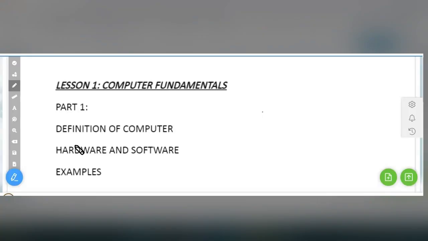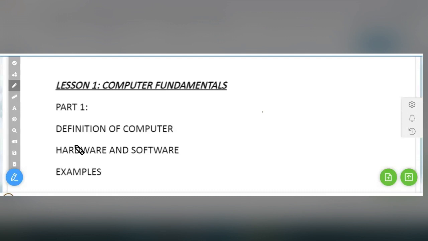Lesson number 1 is computer fundamentals. In this one we will just see what we are going to cover in this part. I have divided it into different parts. The first part contains computer fundamentals, some input output devices and storage devices, all those things. Let's see one by one what is included in these portions.